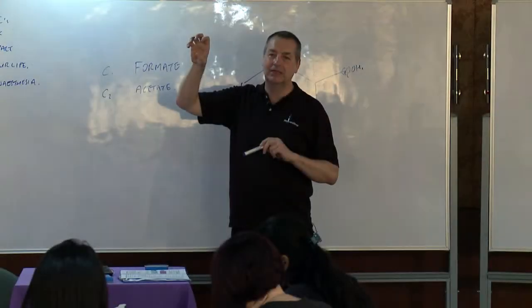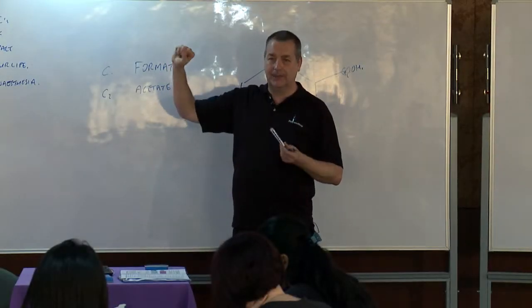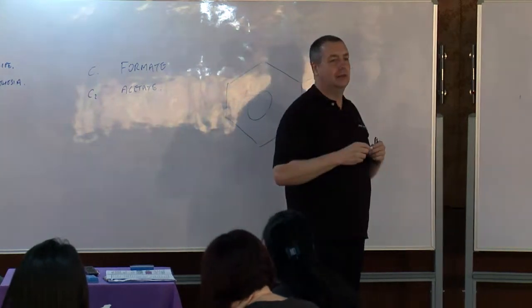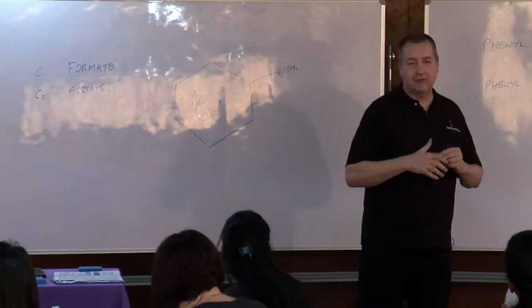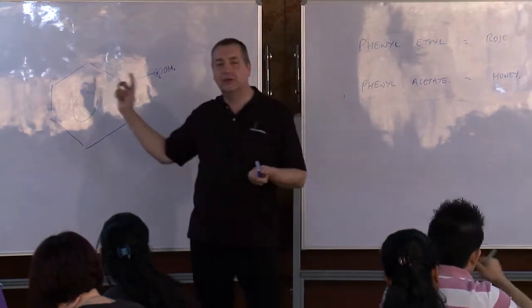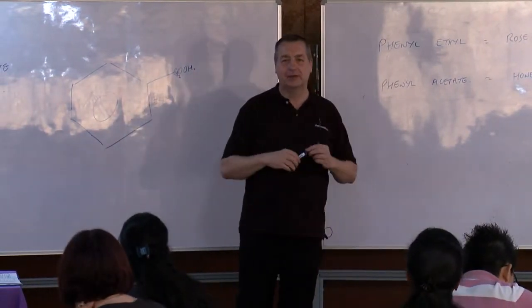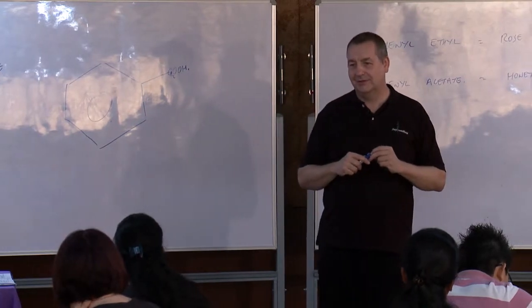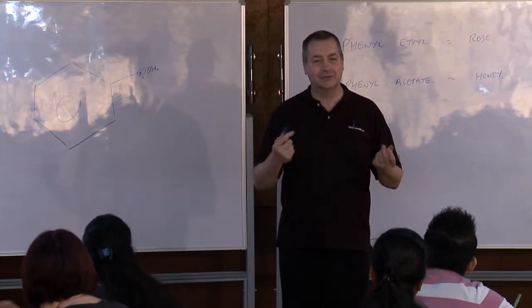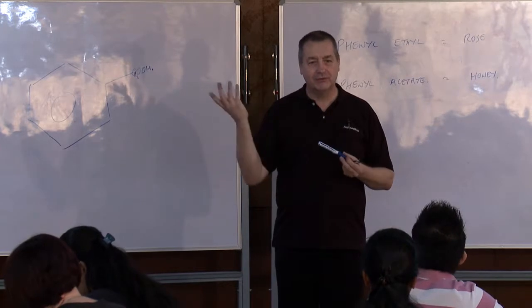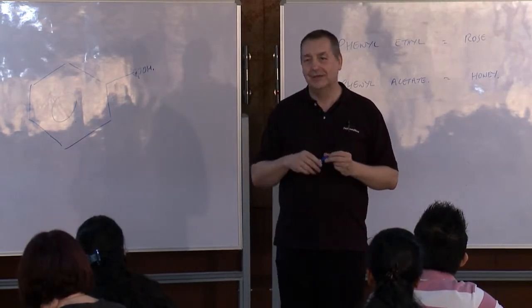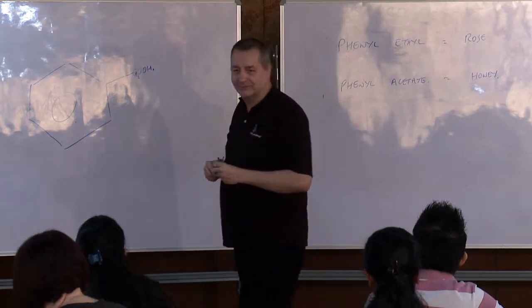Formic acid takes its place and becomes phenyl ethyl formate. Acetate comes from vinegar. So what would phenyl ethyl acetate smell like? Fruity rose. Who knows what phenyl ethyl acetate smells like? You know it? It smells like a fruity rose.